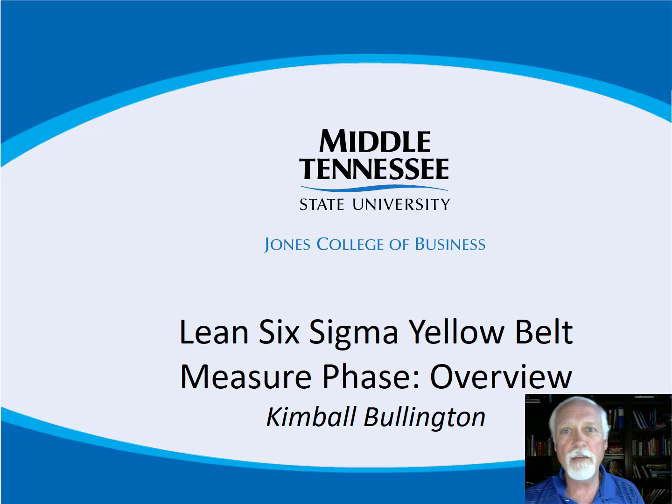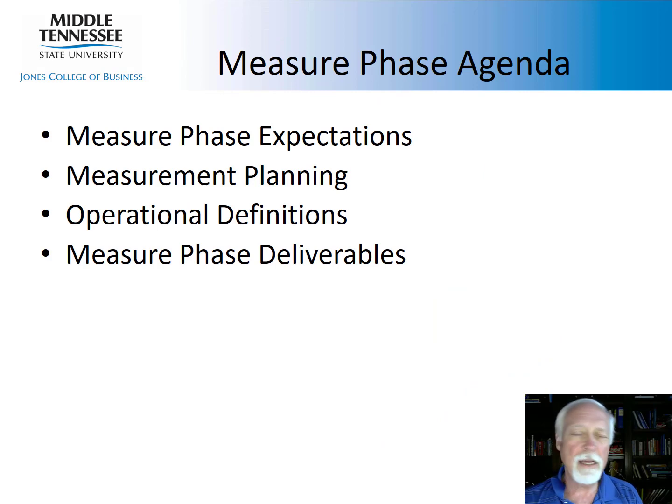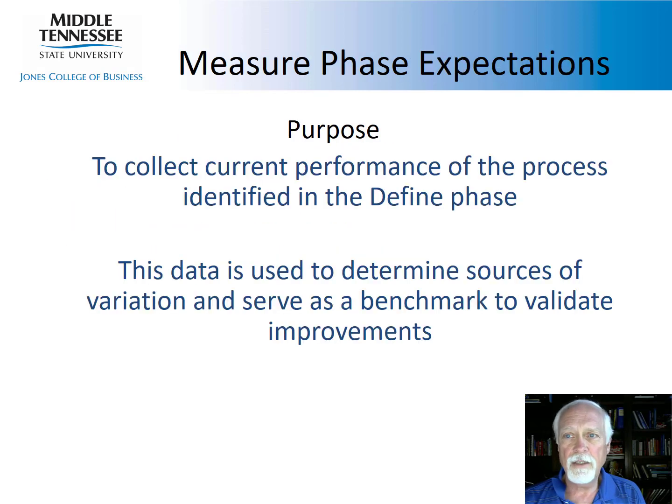This is Lean Six Sigma Yellow Belt measurement phase overview. So we've finally left define, and we're not going to spend as much time on measure. It's not because measure is not important, but I think we're just going to be able to cover what we need to cover a lot quicker, with a little bit less ambiguity in the measurement phase. So we'll look at expectations, planning, and we'll actually divide this up into two parts, and then introduce the concept of operational definitions, and finally, what are the measurement phase deliverables.